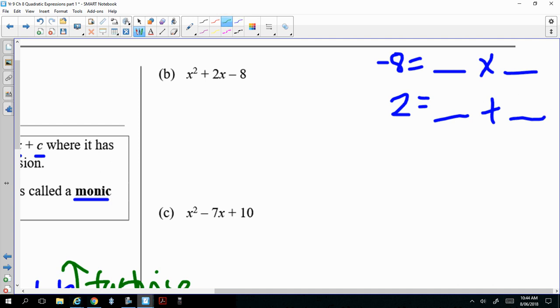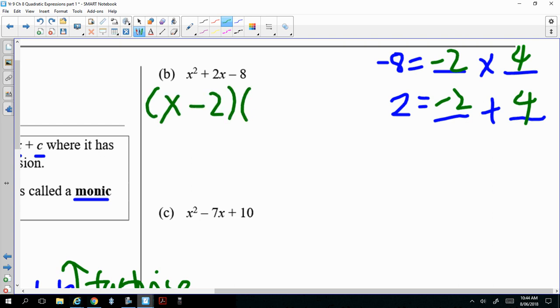2 and what? Oh, let's try 2 times negative 4 does give you negative 8, but do they add up to 2? Yeah. No, it adds up to negative 2. So let's choose something else. Negative 2 and 4. That works, isn't it? Right? So therefore you write x minus 2, x plus 4. Does that make sense? So you need to do a bit of trial and error. Yes, ask me.